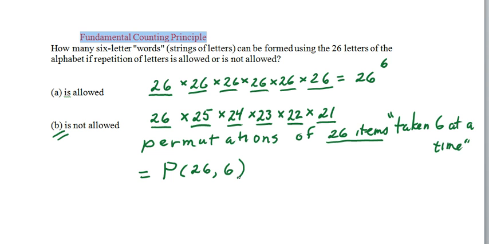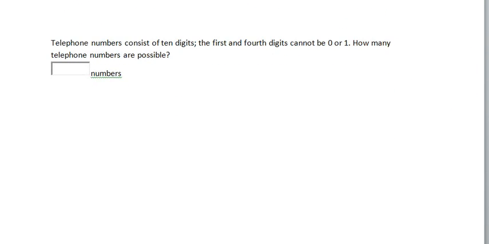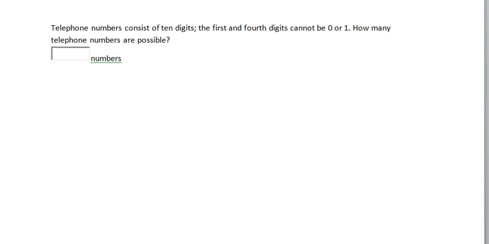And so let's look at the next example where we're going to use the fundamental counting principle. And in this example, we're wanting to find the number of telephone numbers with 10 digits that can be created if there is a restriction that the first and the fourth digits can be neither 0 nor 1.